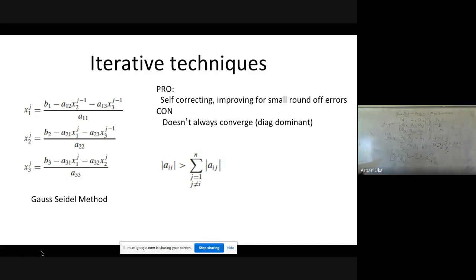Now, this solution can be called the Jacobi method, with only a small trick, and the Gauss-Seidel method. They are very close, very similar to each other, only that the Gauss-Seidel method, let me think for a moment.